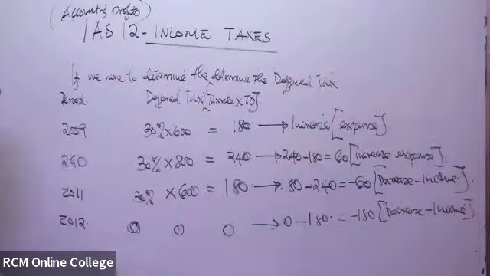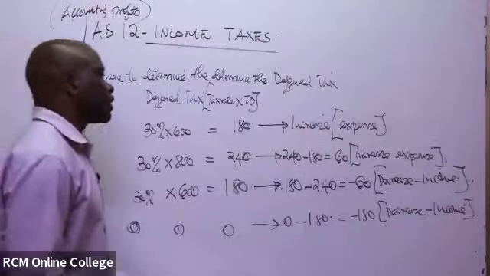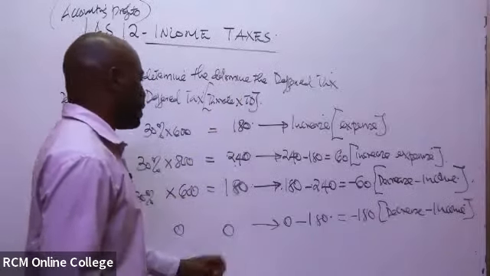So that's basically how you eventually determine the deferred tax liability. Then of course the deferred tax. This is basically the deferred tax by the end of the year.